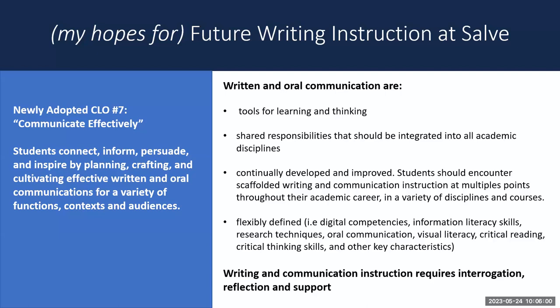As many of you know, we recently adopted a new set of core learning outcomes, and one of those is to communicate effectively. Our goal for the students is to help them, over the course of the 4 years that they're here, learn how to communicate, connect information, inform, persuade, plan writing, craft writing, cultivate it, and to do so for a variety of functions, audiences, and contexts.